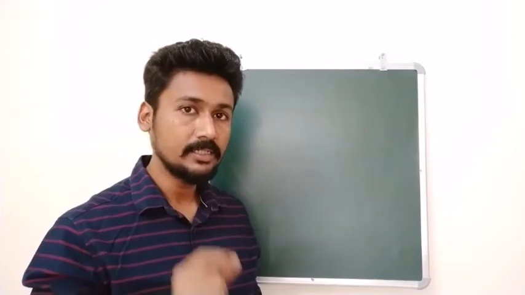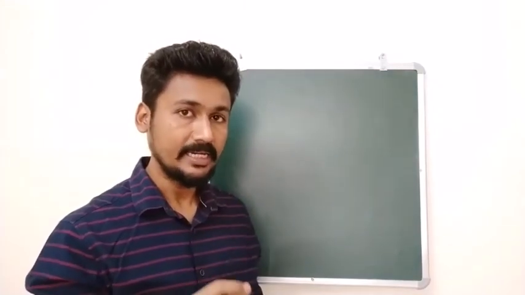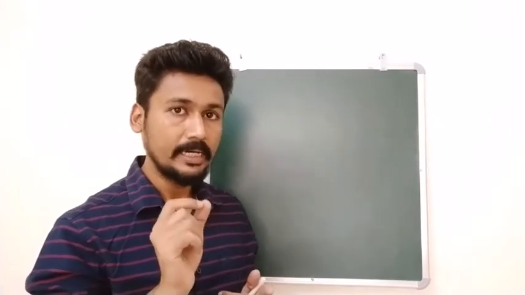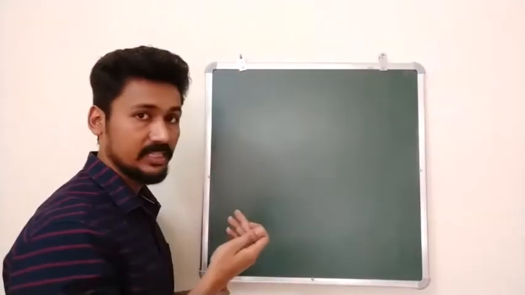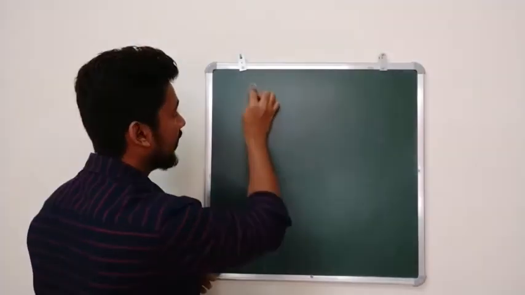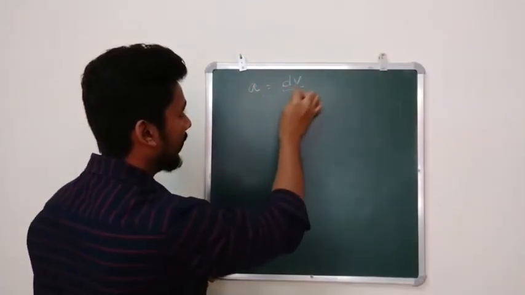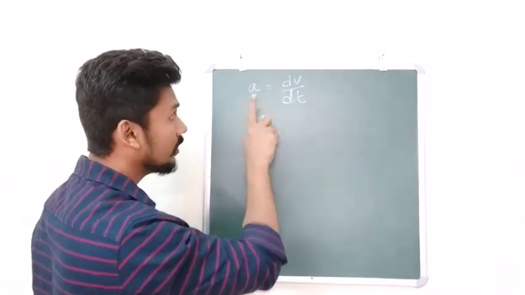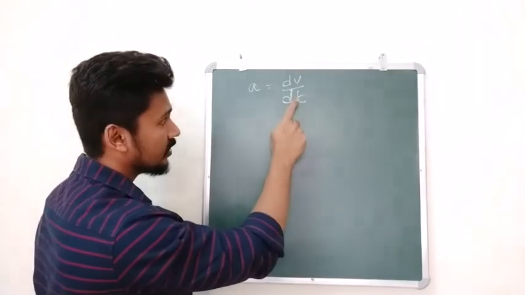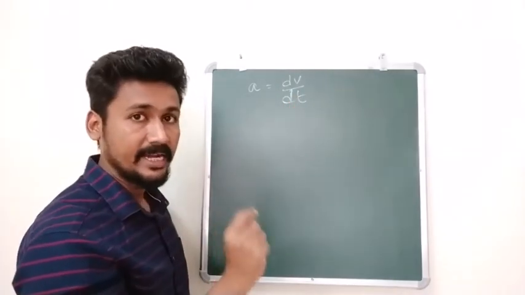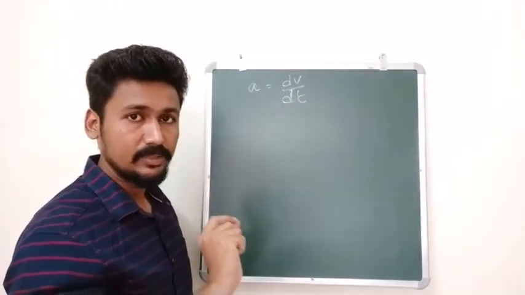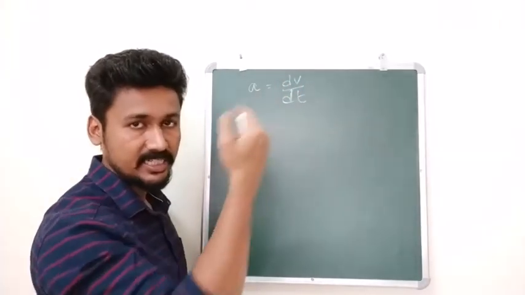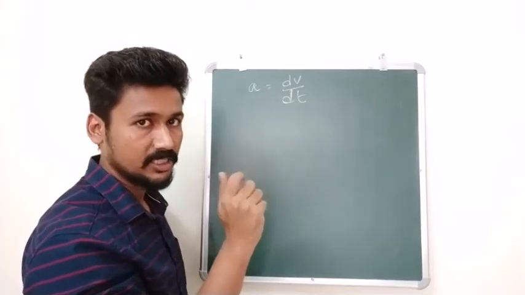Now let us derive the third equation of motion, that is v square is equal to u square plus 2as. Okay, to do this we will start with the formula for acceleration. So we will say a is equal to dv by dt. Again we have seen this previously. So now one change we will do here. We will say that on the RHS let us multiply and divide by dx. Now that is something that is allowed. Okay, if we multiply and divide by dx, that means dx by dx is 1. So that does not change the equation.